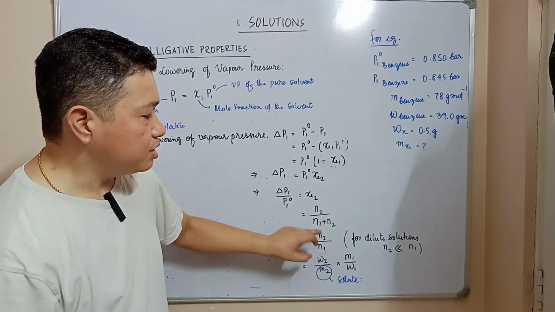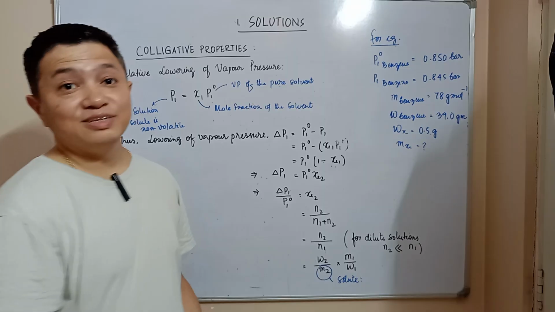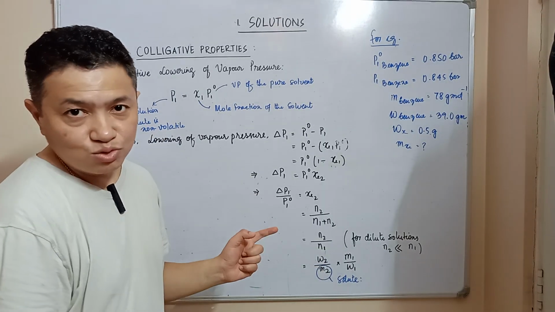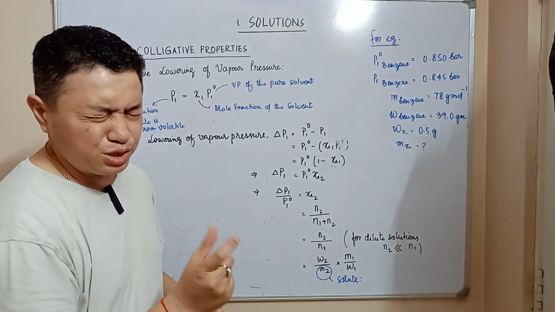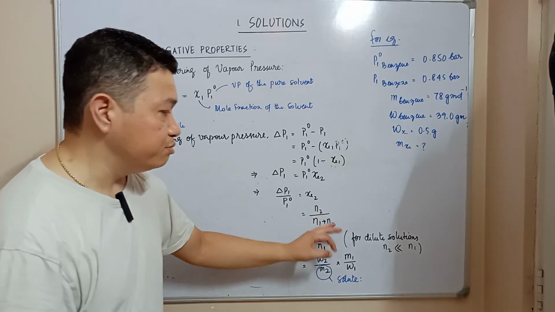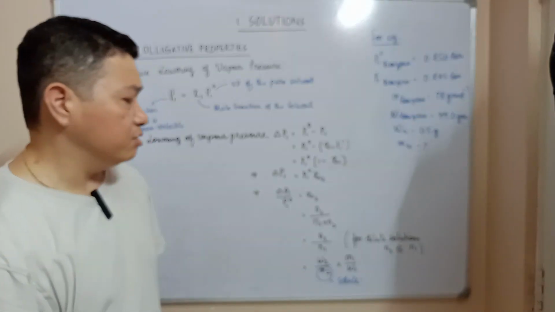A large number plus a very small number will be just a large number. Suppose 1000 plus 1. Saying 1000 or 1001, it's the same. There's not much difference. So that's why we are removing the N2 over here. So N2 is ignored, and what remains is N2 by N1.